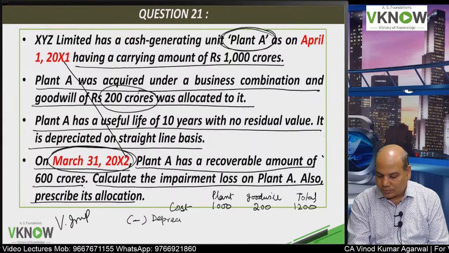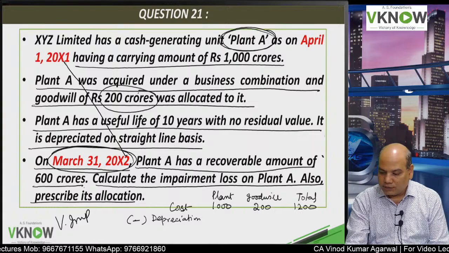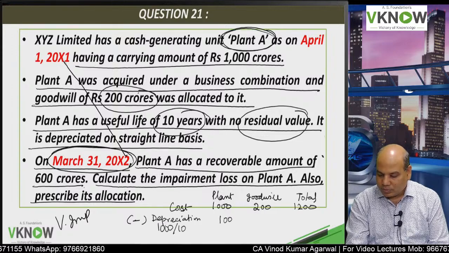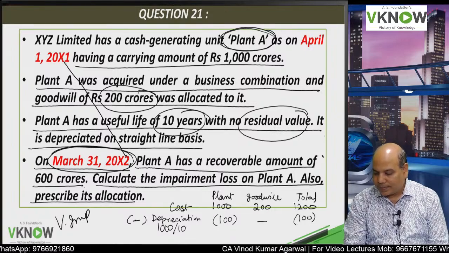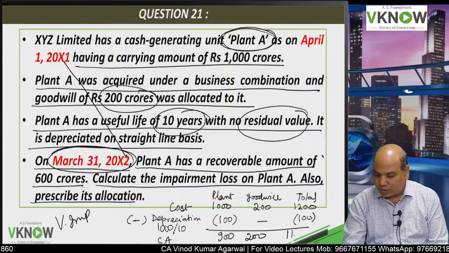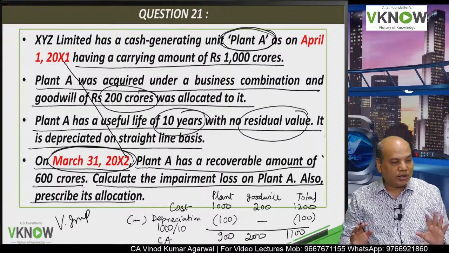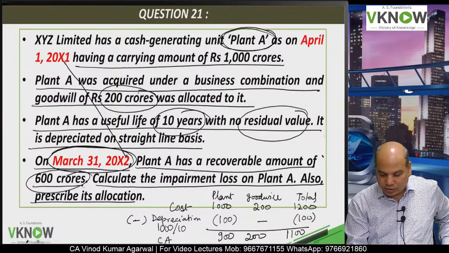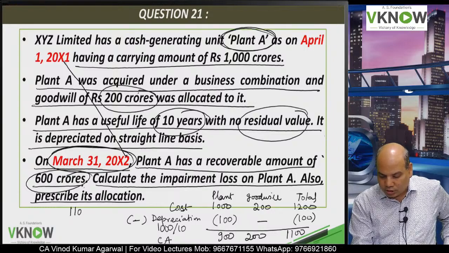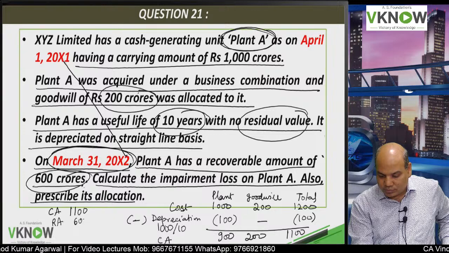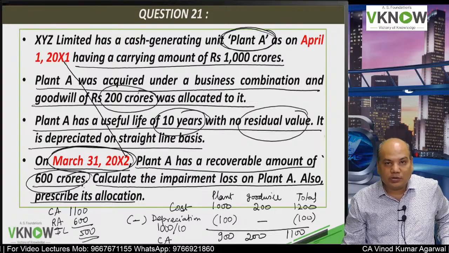So less depreciation. Plant has a life of 10 years. Residual value 0. So 1000 divided by 10, plant 100. Goodwill nothing is given. So carrying amount is 900, 200 and 1100. Now what is the recoverable amount? 600. Student will pay attention. 1100 is my total carrying amount after allocation of goodwill. Recoverable amount is 600. So impairment loss will be 500. Impairment loss is 500.